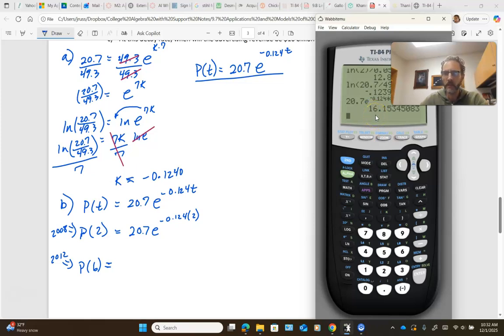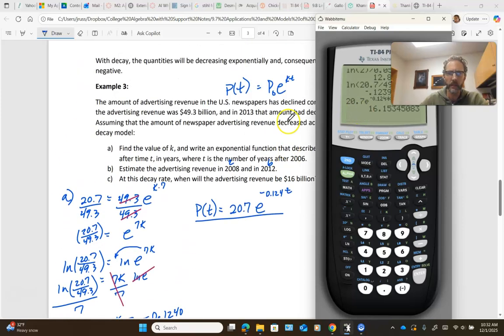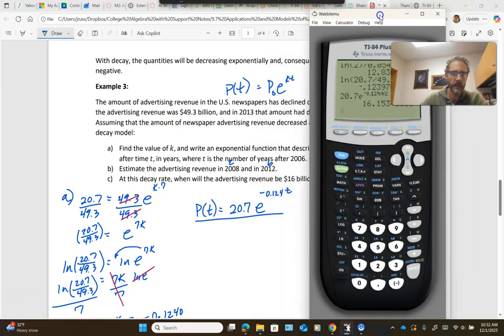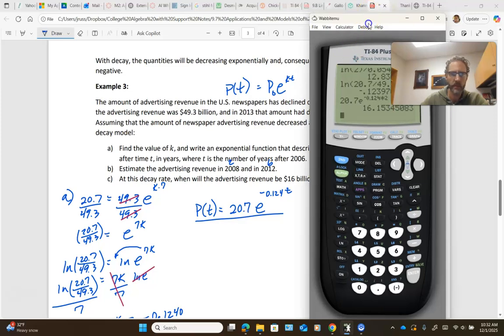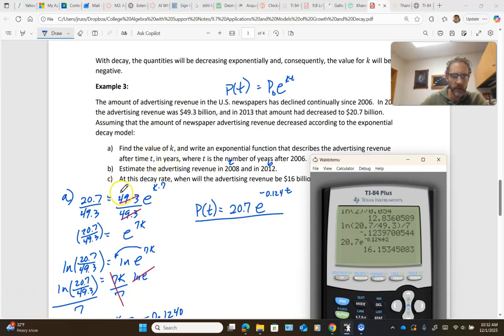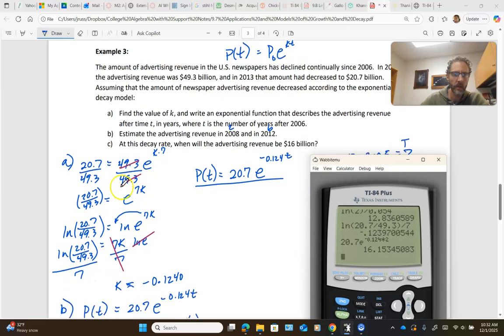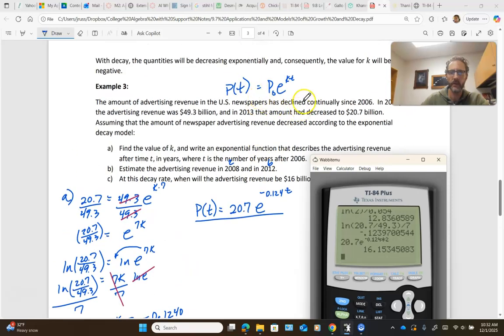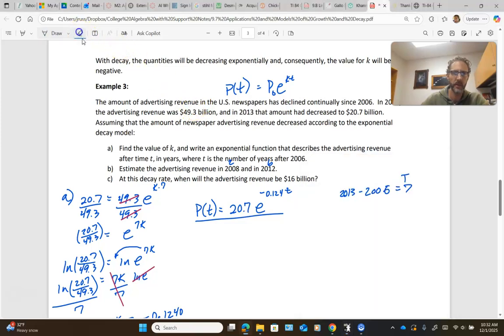And wait a minute here. You know what? I used the wrong number in all these calculations. I have my numbers backwards. Well, let's see. Well, no, the first part is good. Okay, it's just the initial revenue is not 20.7 billion. It's 49.3 billion. So that's where I made a mistake. Everything else here is correct.